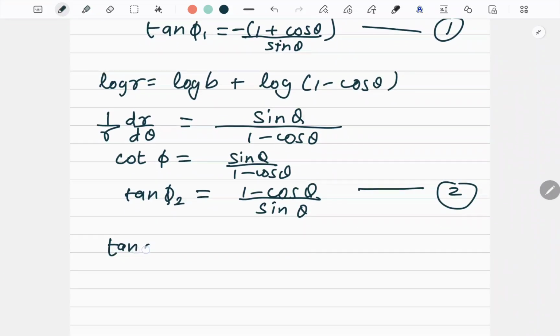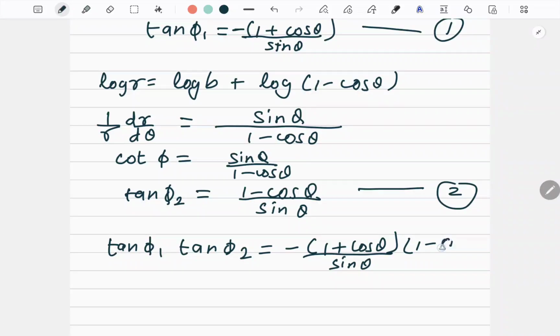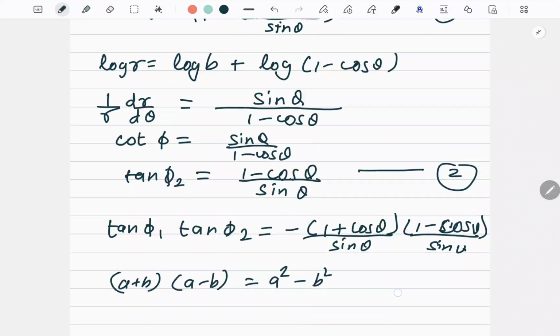So now let us find out the value of tan phi 1 into tan phi 2 from equation number 1 and 2. So what I am getting is minus 1 plus cos theta upon sin theta and 1 minus cos theta upon sin theta. Now you look at the numerator: 1 plus cos theta and 1 minus cos theta means what? What is a plus b into a minus b? It is a square minus b square. Correct? We know this formula.